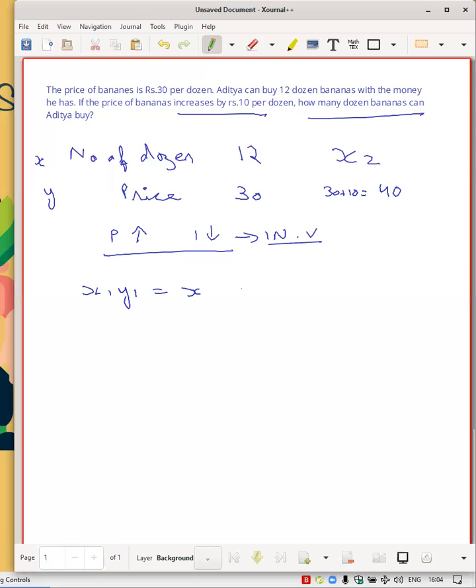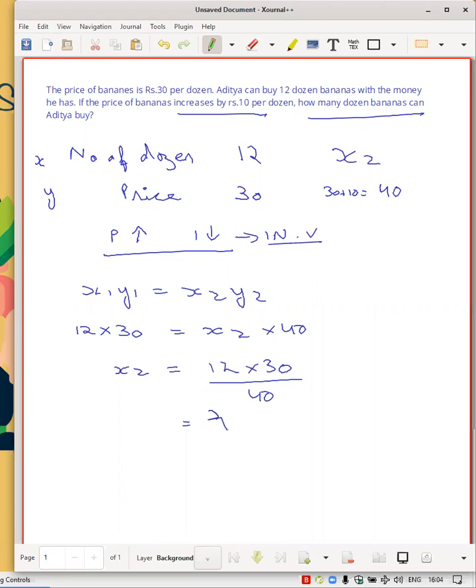Okay, quickly solve this. Just replace the values: 12 into 30 is equal to x2 into 40. What's the value of x2? So that's correct. Yes, here, what's x2? So just a minute. Nine.